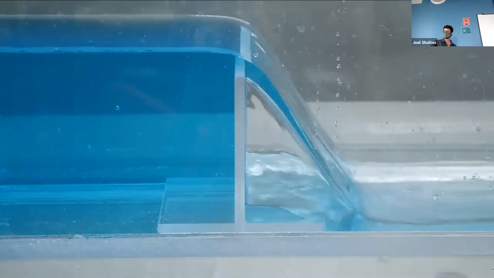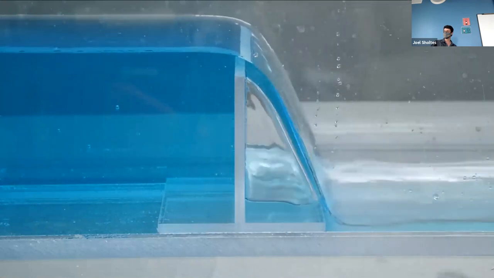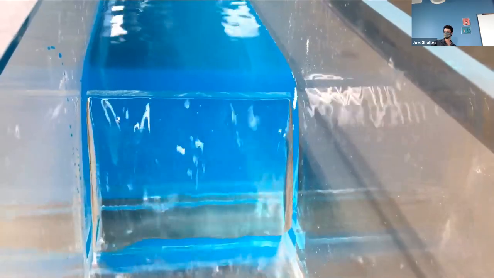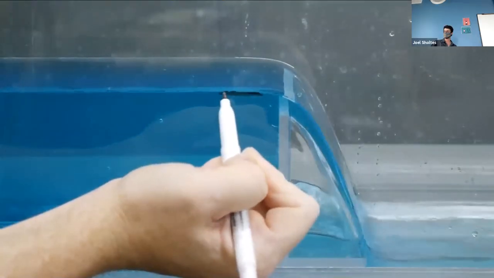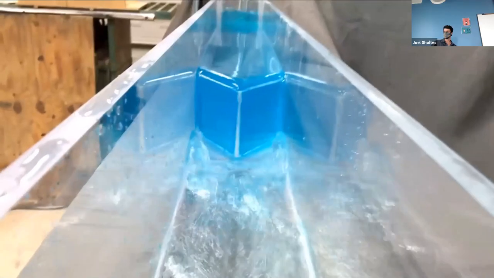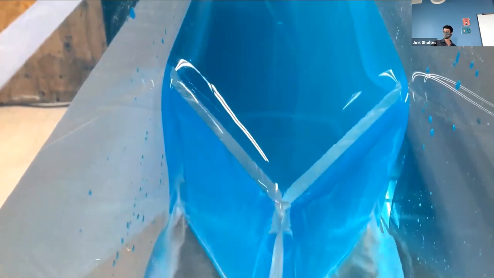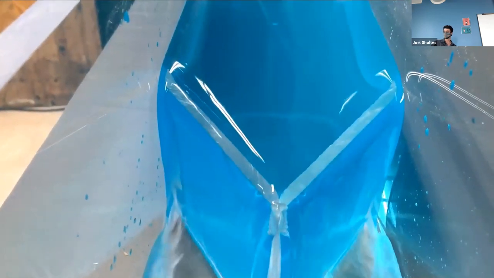To show how this works, I built this flume and some model weirs. This first weir just goes directly across the flume, no bends. I'll mark the water level in the flume first using the straight weir. Now, with the same flume, I'll replace the linear weir with the folded weir. This has just about twice as much weir length in the same footprint.